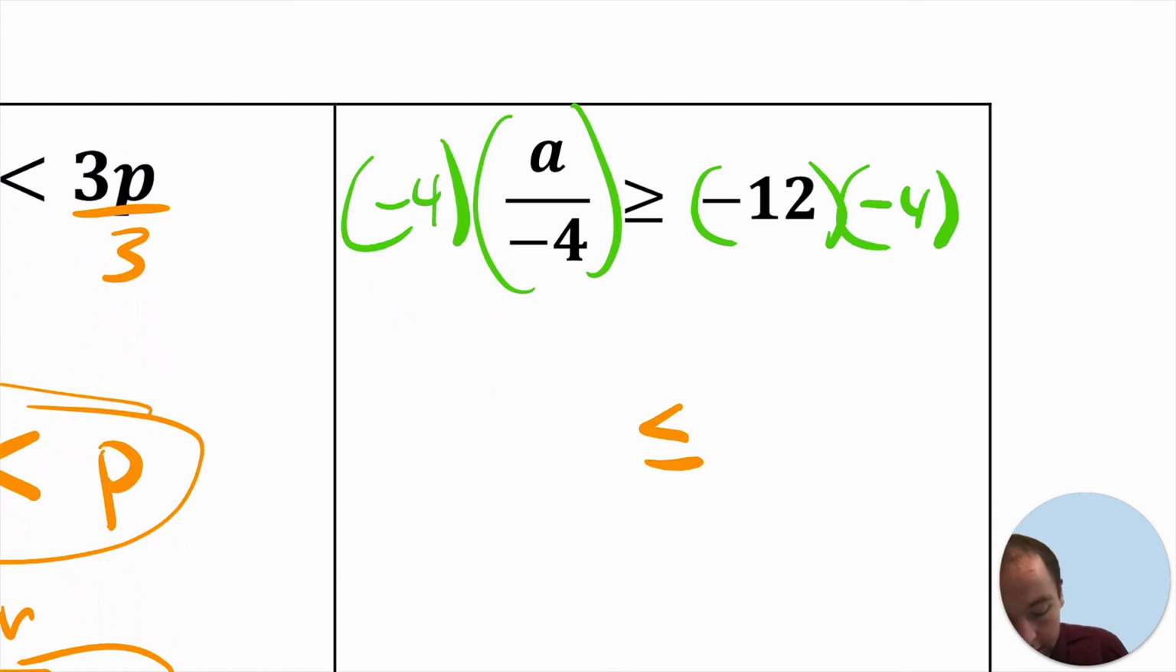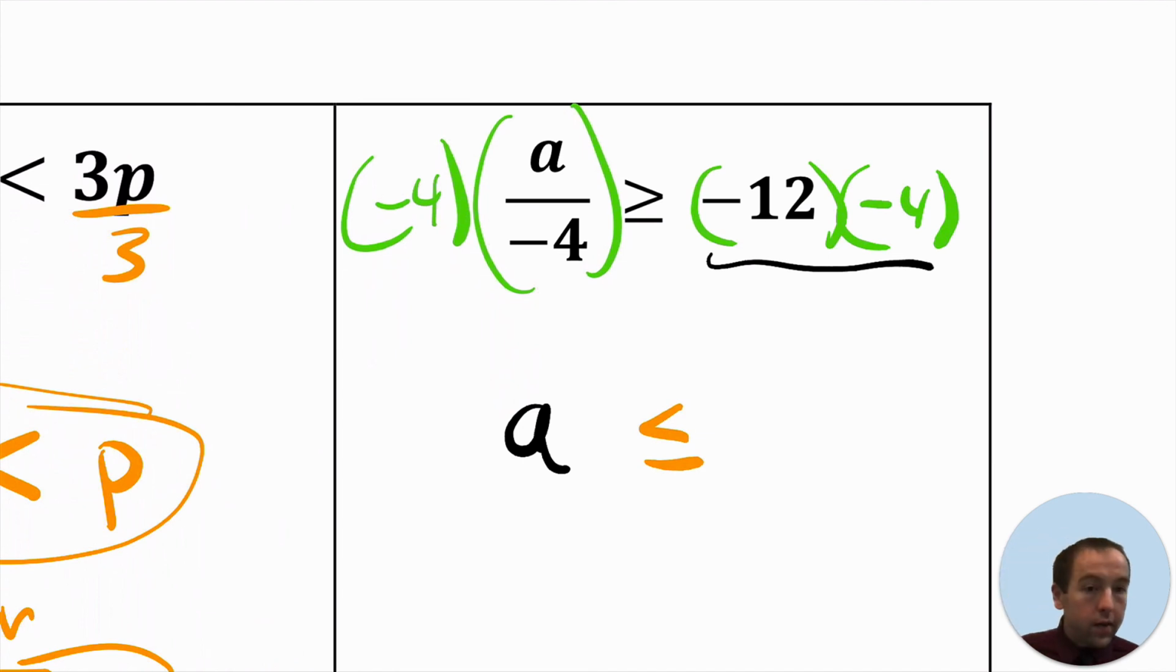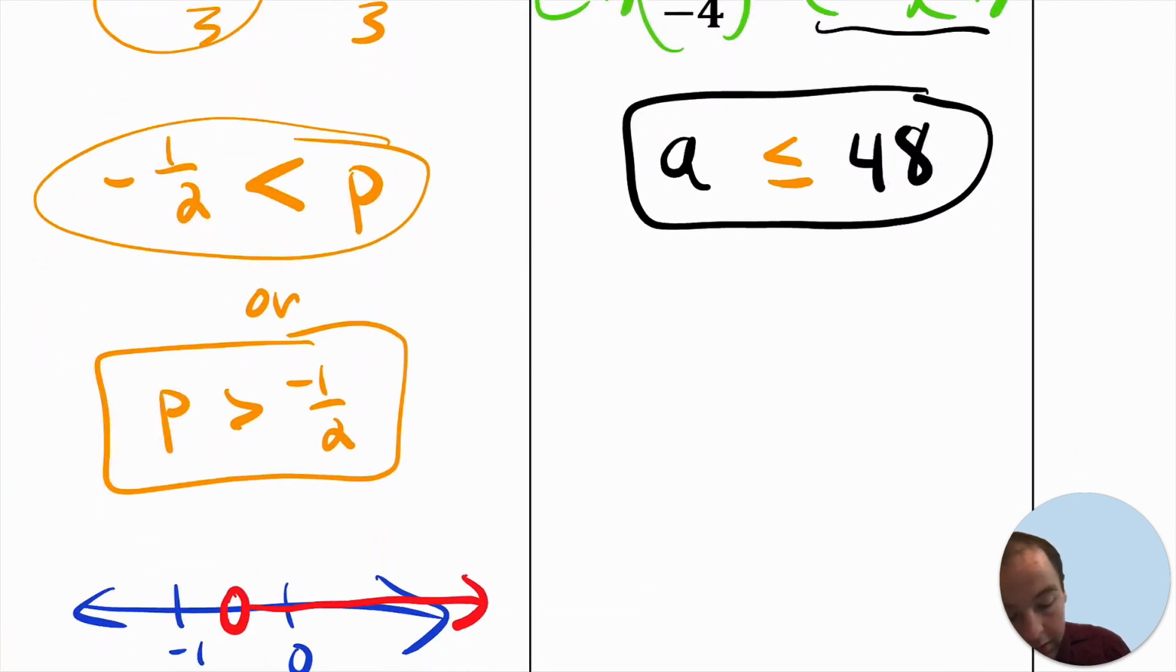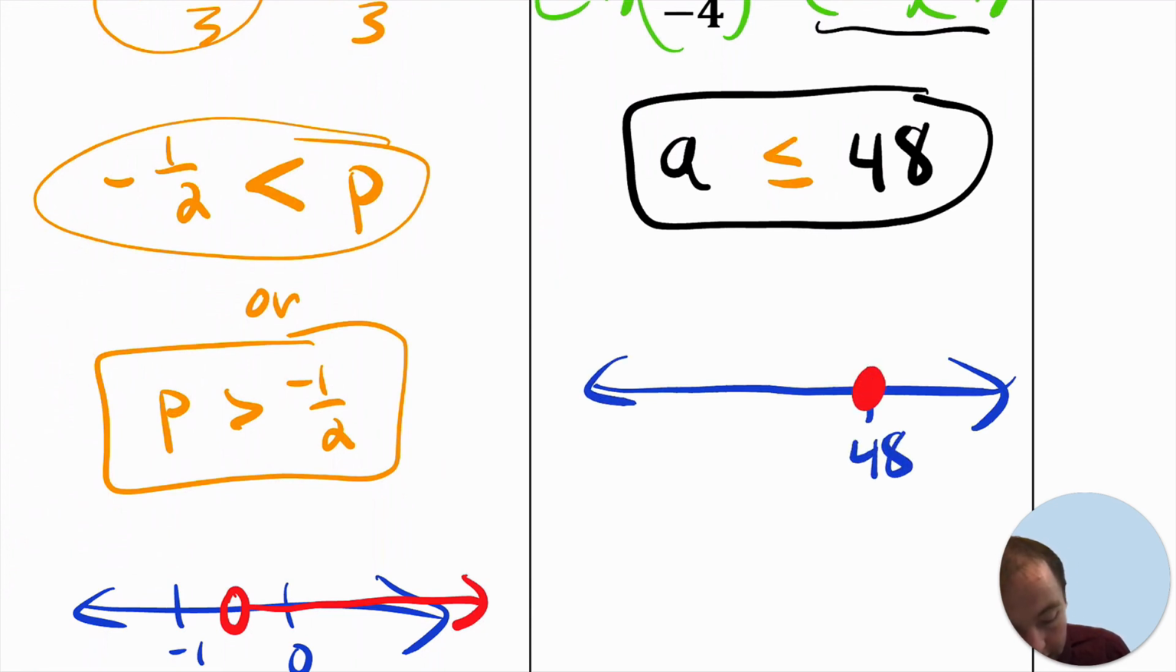You're going to get just the a on the left-hand side there, and then a negative times a negative on that side is going to give you a positive. It ends up giving the number 48. And that gives you all the possible numbers for a equal to 48 and below. So if we graph that out on a number line, and if that's where 48 is, then we can include it. It's equal to, and then all the numbers that go below that.